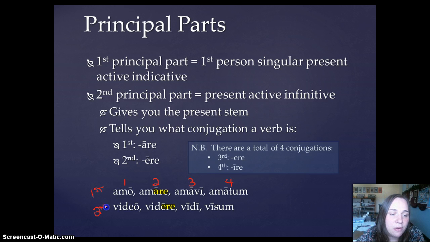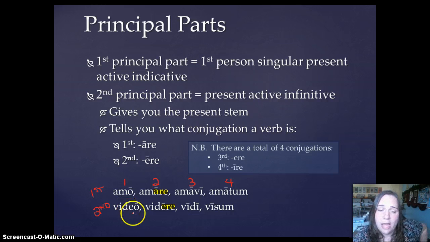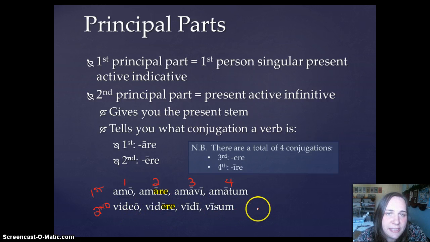Now, when you memorize these two words for a vocab quiz, you need to memorize amō, amāre, amāvī, amātum. This verb happens to mean to love. Also, videō, vidēre, vīdī, vīsum, which means to see.